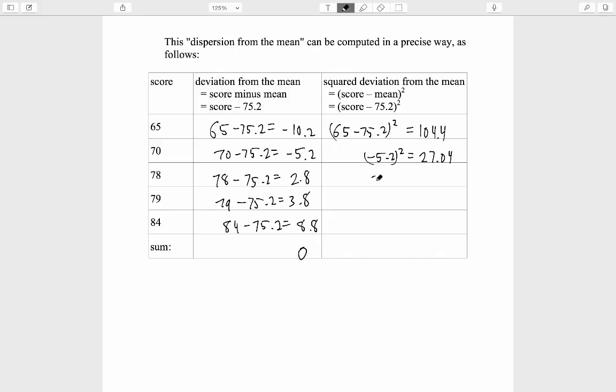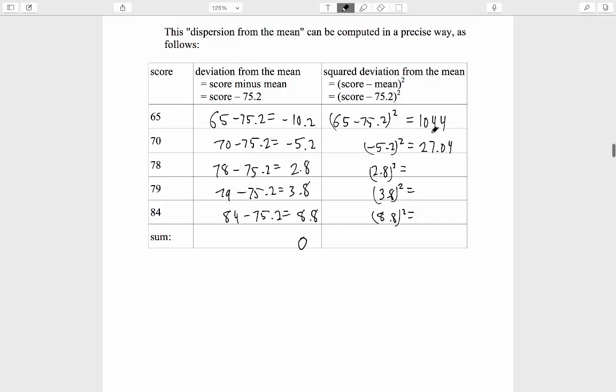We'll take each one of these deviations from the mean and square it, and when we're done doing that, we will add them all up. Before going on to the next video, complete these computations and find the sum. This will be the sum of the squared deviations from the mean.